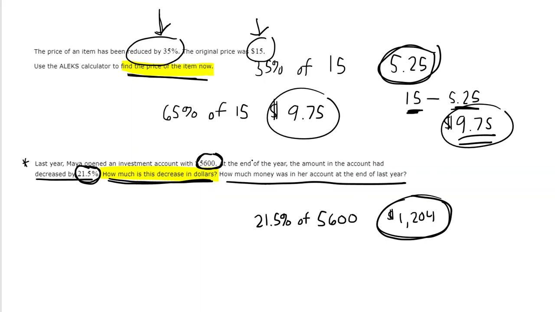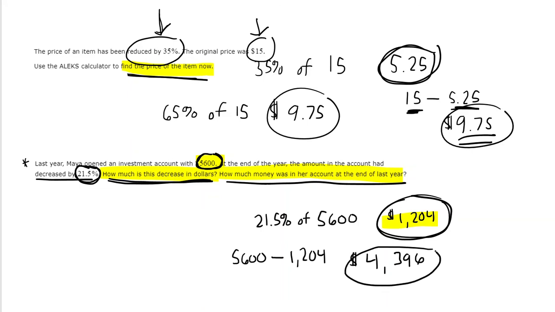Okay? So, how much was in her account at the end of last year? That was after she loses this amount of money, and she started with this amount of money. How much money is she going to have left in her account? So to figure that out, you take the 5,600, you subtract the 1,204, and you get 4,396. That will be her final amount.